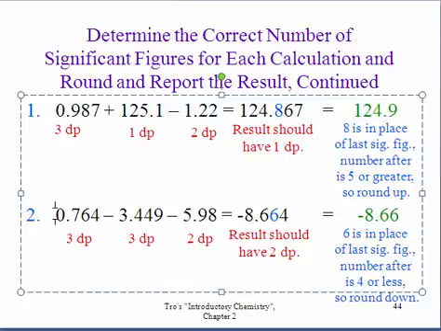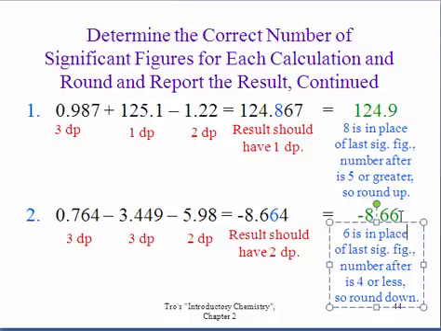When we look at the subtraction problem, when we subtract from left to right, again we looked for our least precise value, which is going to be our last value, which only has 2 decimal places after the decimal point. So this is the answer our calculator gives us. Here's our last allowable significant digit. I look to the right, 4 is less than 5, so 6 remains the same. Negative 8.66 is the answer expressed in correct significant figures.